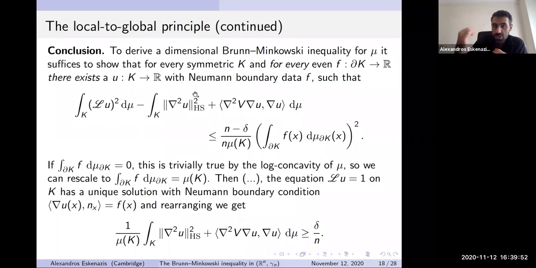Okay, so then, we said that for every f there exists a u. The u which I'm going to choose is the unique u which solves the equation Lu equals 1 with Neumann boundary data f. If you go to this inequality, plug in Lu equals 1 and the integral of f equal to the measure of K, and rearrange the terms, you get exactly this quantity. So 1 over the measure of K times the integral over K of this quantity, which is the gamma 2 functional, so the Hessian squared plus Hessian of V applied to nabla u, d mu on K, is bounded below by delta over f. And that's the proof of the local to global principle. So it's really differentiating and choosing the right function u.